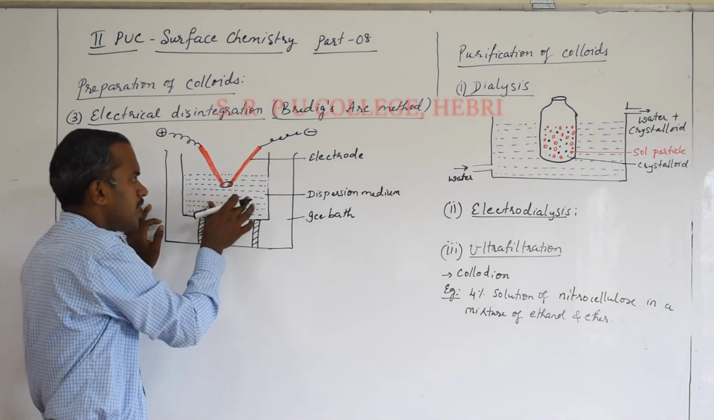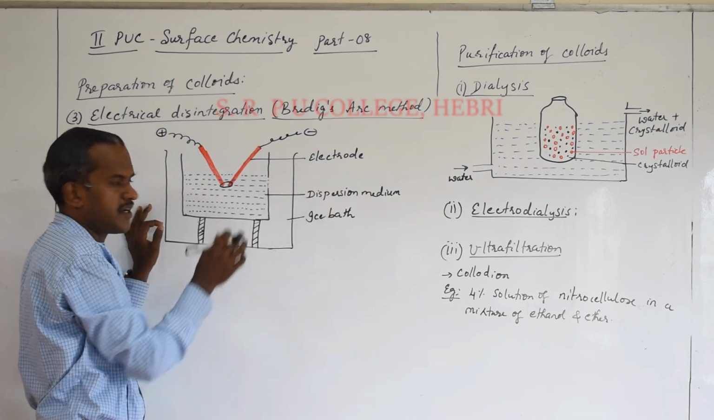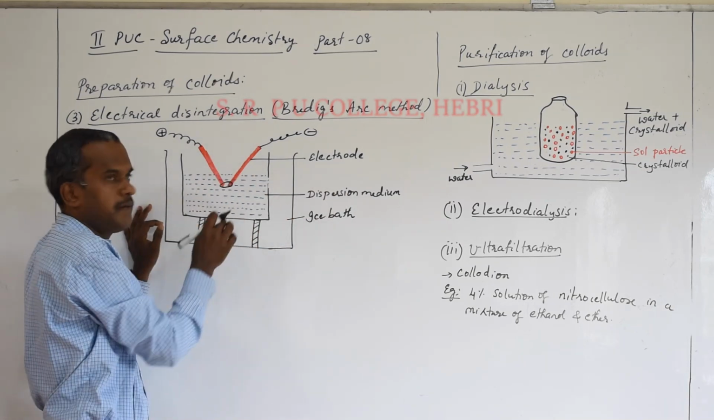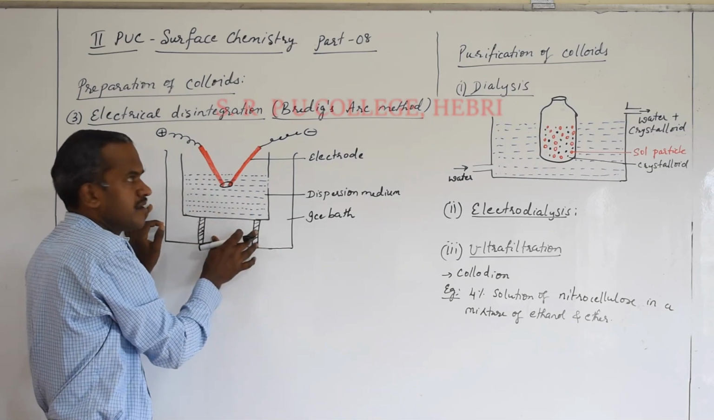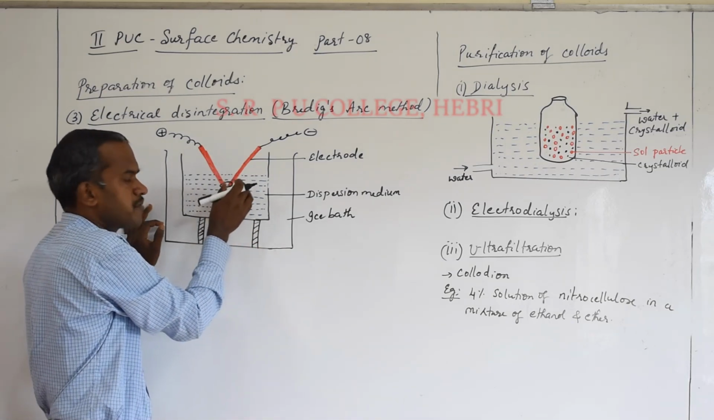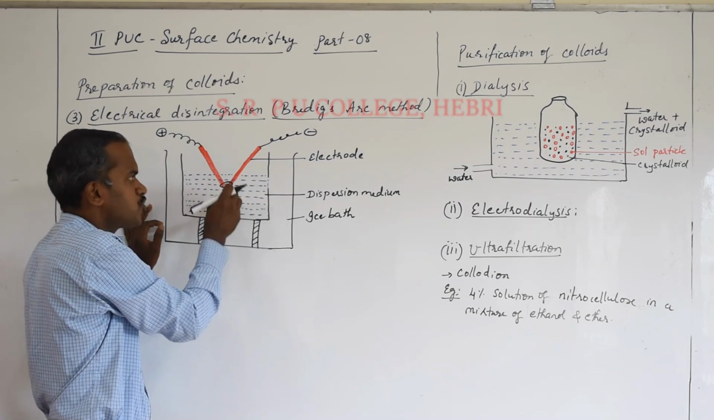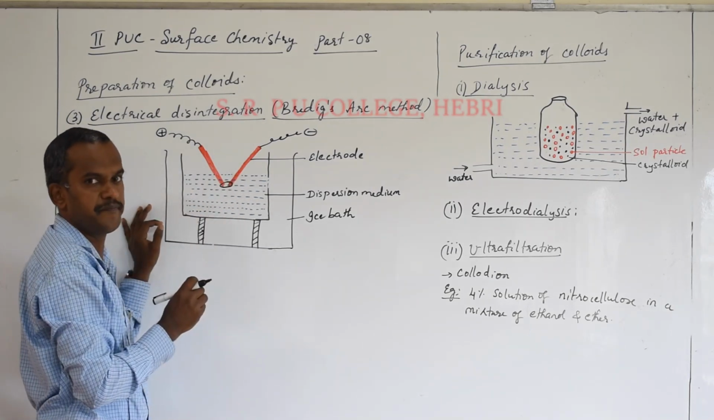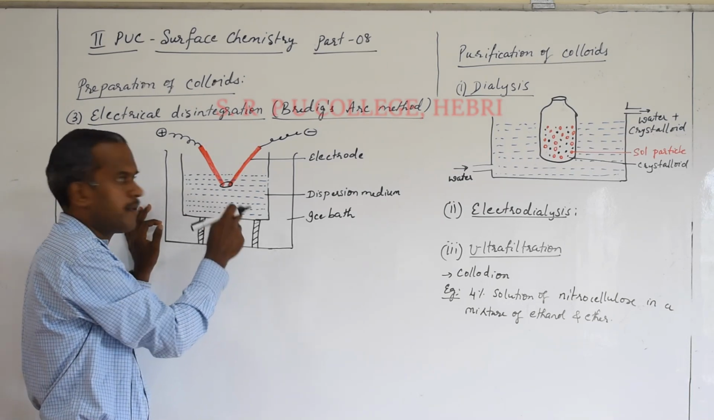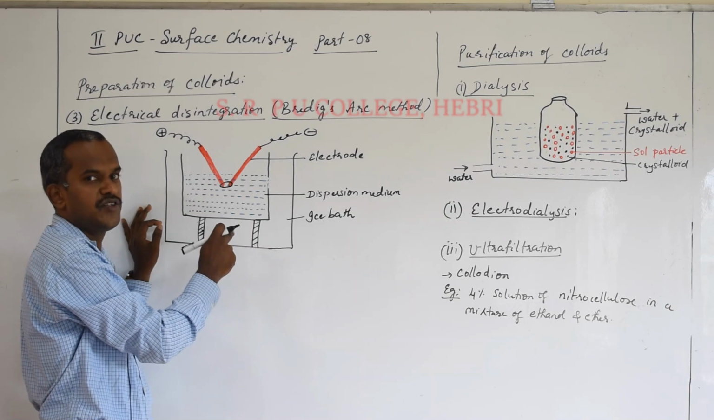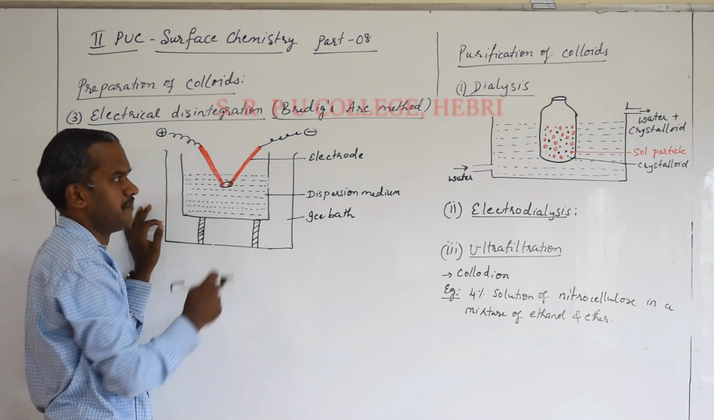Okay. So a container filled with the dispersion medium, generally water, the metal electrodes are dipped, they are connected with an electrical arc and that is kept in an ice bath. When current is passed, sparks are produced, and the vapor form of the metal is condensed to form colloidal sized particles. Okay. So the limitation of this is that it is generally used for the preparation of metallic sols such as gold sol, silver sol, etc.